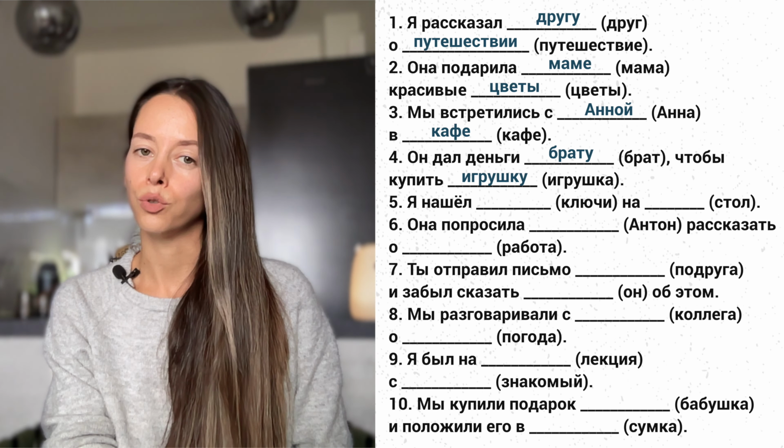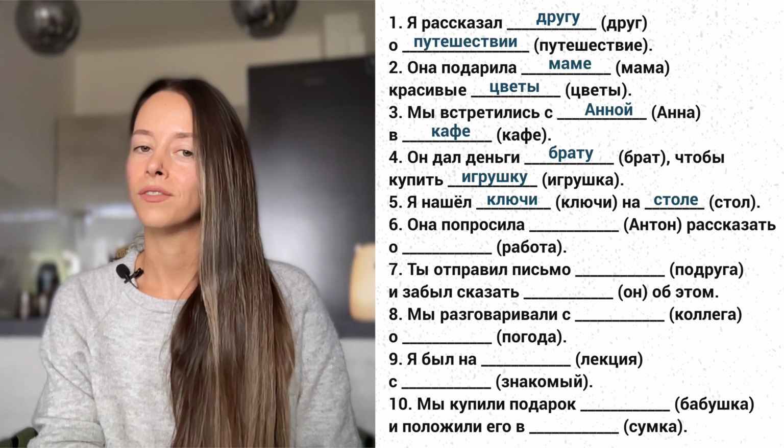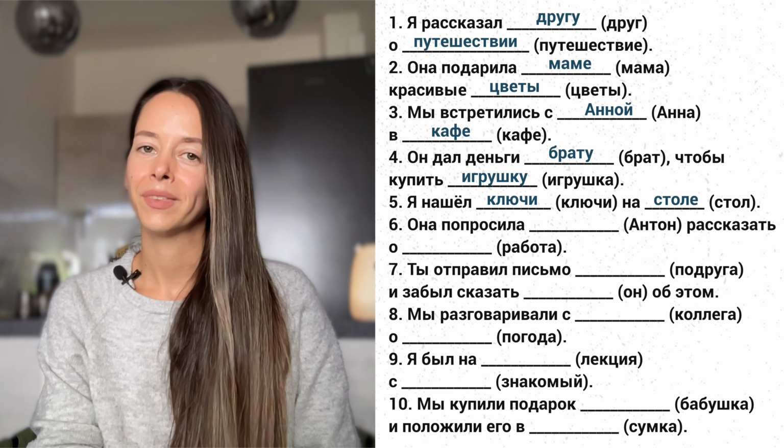Я нашел ключи на столе. Here ключи is in the accusative case. Что? Ключи. На столе. Here стол is in the prepositional case because it expresses location. And we use it after the preposition на. На столе.